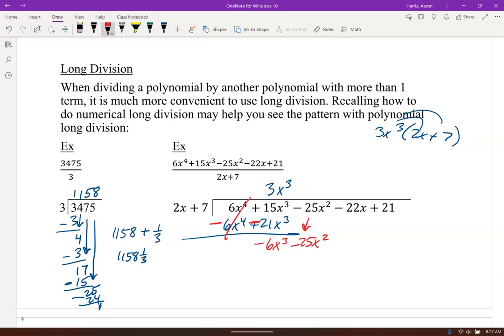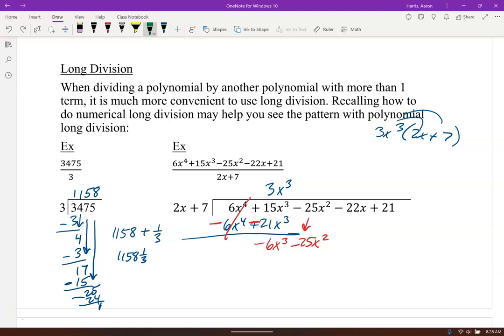Now I've got to match this number. So what times 2x gives me negative 6x to the 3rd? And by the way, when I did it with the first term, notice I put the x to the 3rd over the other x to the 3rd. So I matched it up there with the same degree. That just kind of helps me line this up so I know when I'm finished. So again, the question is, what times 2x gives me 6x cubed? Right? That's the question we're asking.